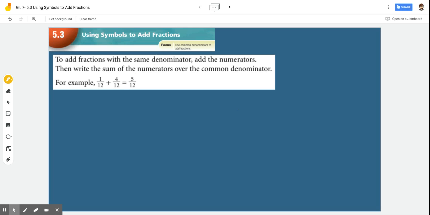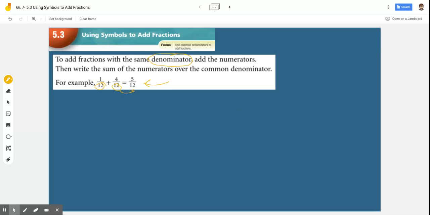Hey everyone, I just want to review how you would use symbols to add fractions. In our examples we discussed that to add fractions with the same denominator, we just add the numerators. The key term right here is the same denominator. Then we would just write the sum of the numerators over the common denominator. In this example right here, we have the common denominator of 12. So that just carries over and is our answer.